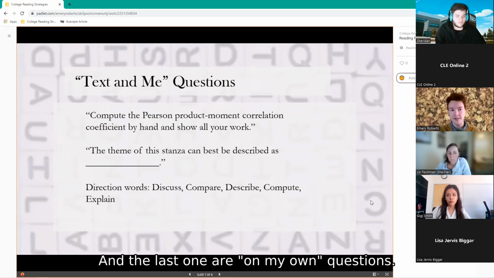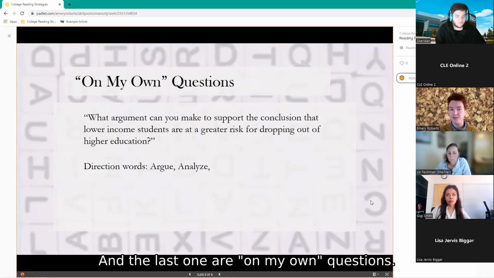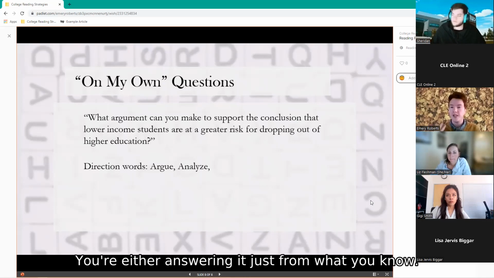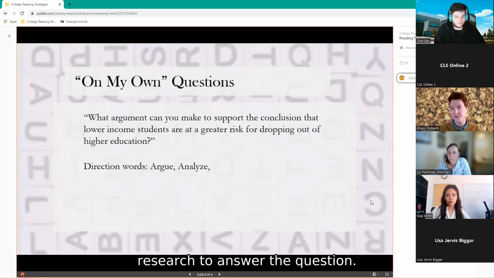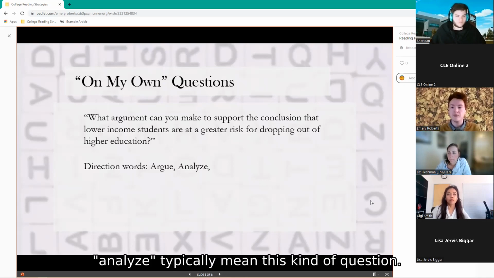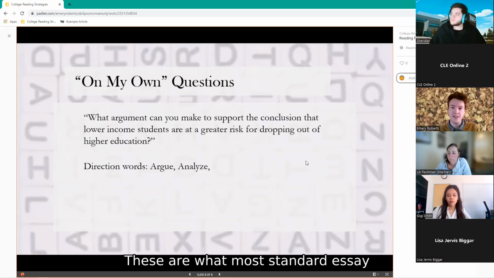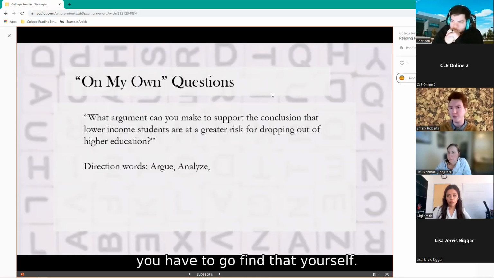Okay. And the last one are on my own questions. These are questions that you don't have supplied materials. You're either answering it just from what you know, or you're bringing in your own research to answer the question. So things like argue and analyze typically mean this kind of question. These are what most standard essay prompts for standardized tests are, is you're bringing in your own information. Most research projects, big research projects, are this as well, where you don't have text supplied, you have to go find that yourself.